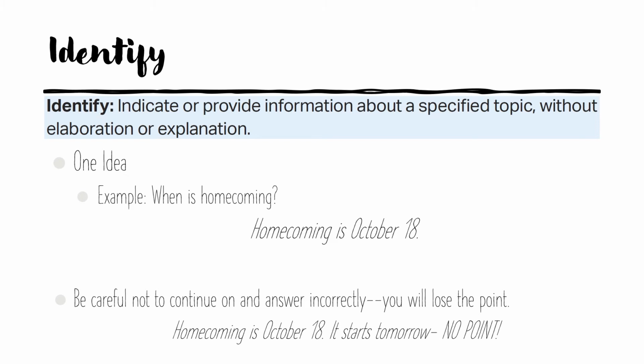We simply state that idea. We answer it. When is homecoming? We know when homecoming is, and we state that answer. Be careful not to continue on and answer incorrectly, because you will lose a point if you contradict yourself. Homecoming is October 18th. It starts tomorrow. So tomorrow obviously isn't October 18th, so therefore you would contradict yourself and will get no point.